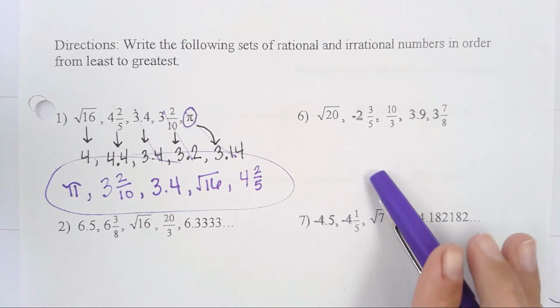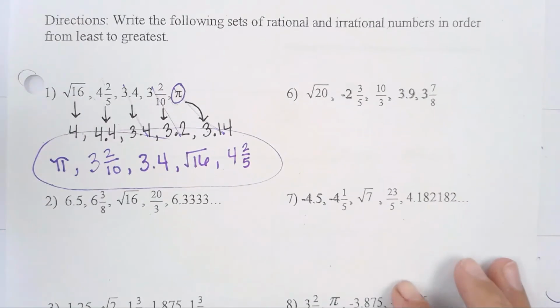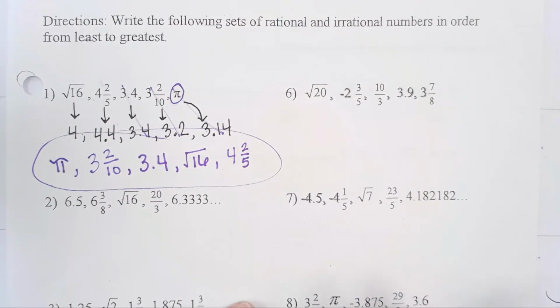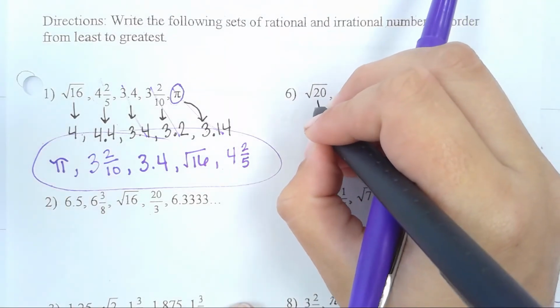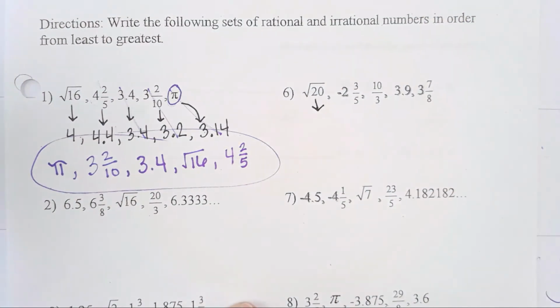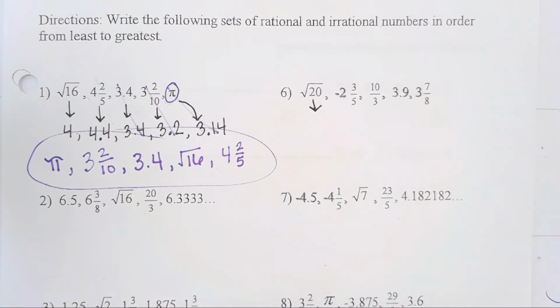All right, so let me do one more, and then I'll have you guys try a couple on your own. So the square root of 20, notice how the square root of 20 is not a perfect square root. So what we have to do is guesstimate where it's going to be at.